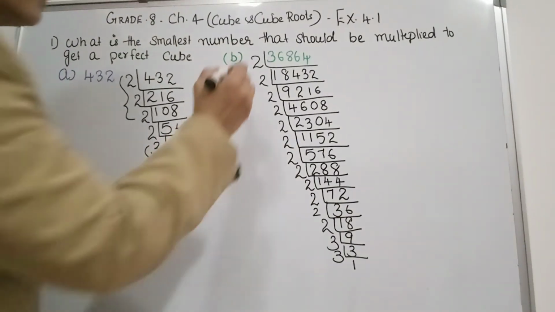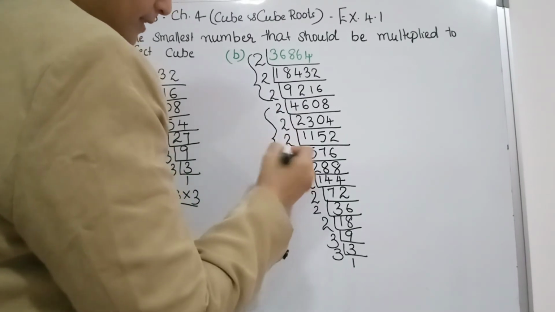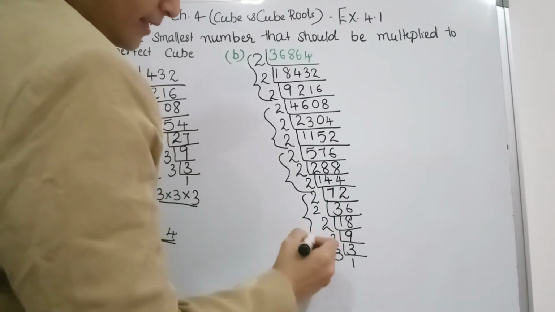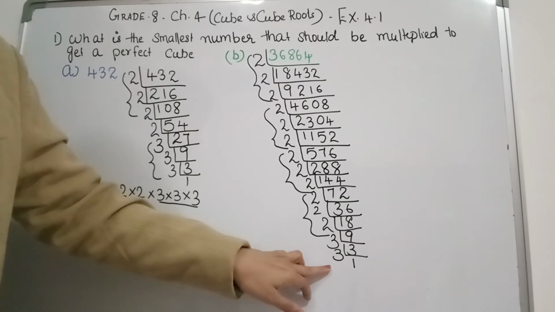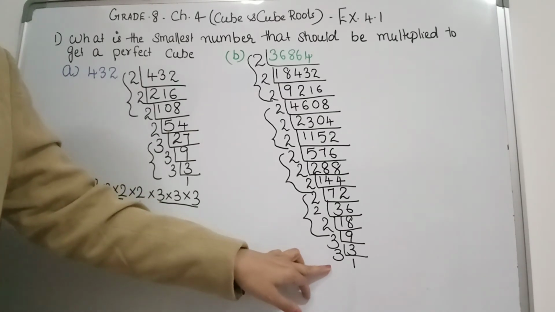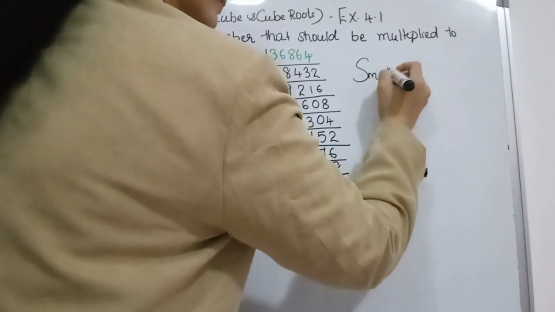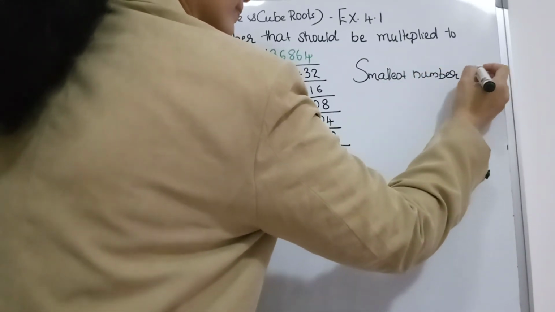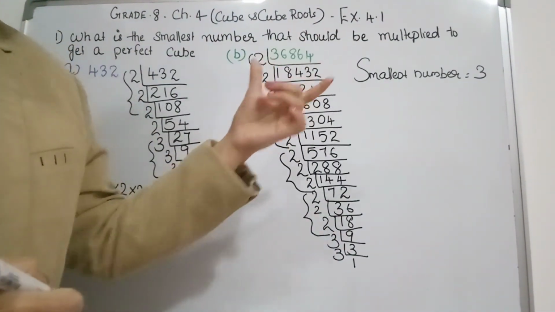Here this is a triplet, and this is a triplet, and this is a triplet, and this is a triplet, but here we need one more 3 to make this a triplet. So the smallest number to multiply it by is 3. So the smallest number is 3. When you multiply this number by this 3, you will get a perfect cube.